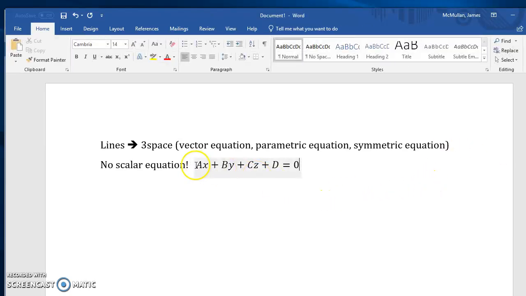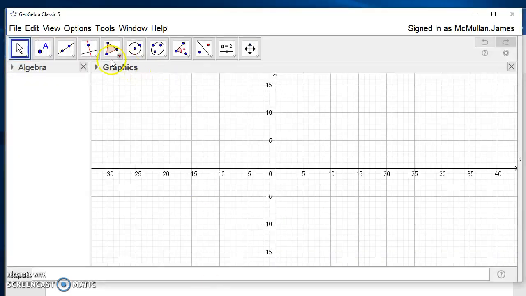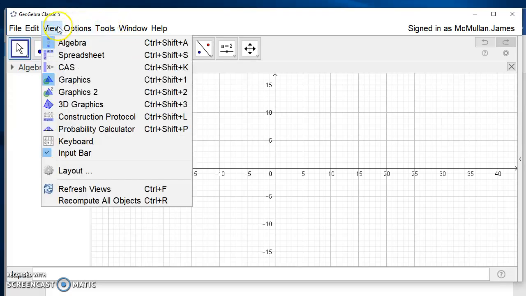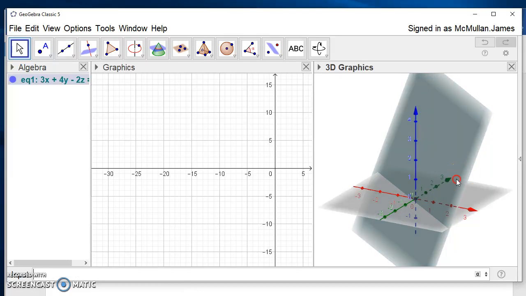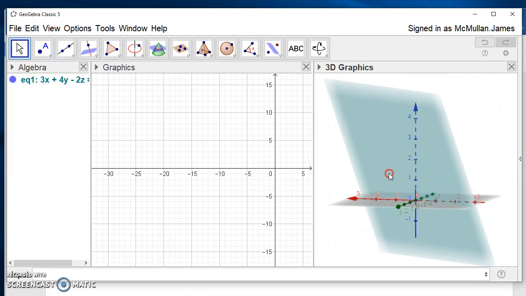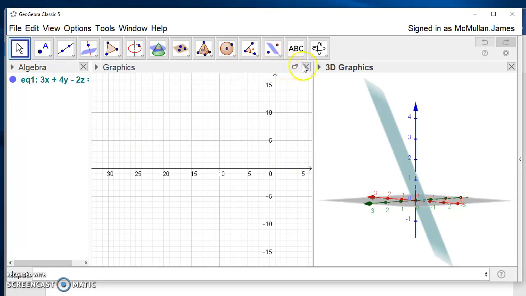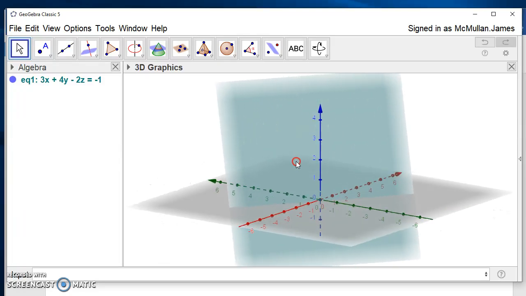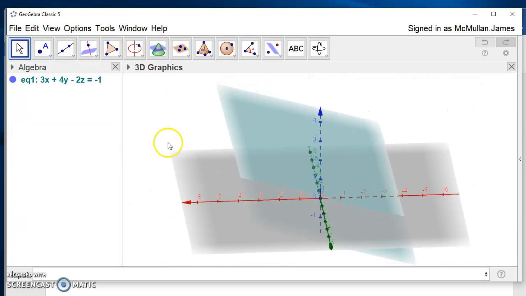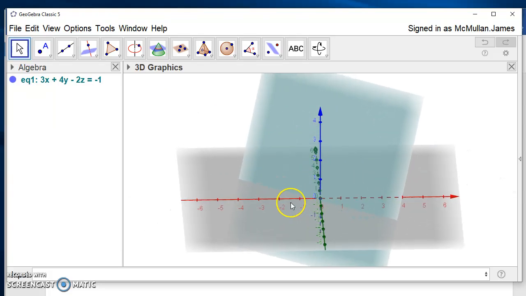A scalar equation can exist in 3D. It uses three variables, and we set it equal to 0 the same way we would in 2D. And if we do that, what happens is this. So let's say 3x plus 4y minus 2z plus 1 equals 0. And you'll see that what this actually specifies is not a line, but it specifies a plane. And so this is why you didn't have a scalar equation of a line in 3 dimensions, because when we use a scalar equation, it creates a plane.